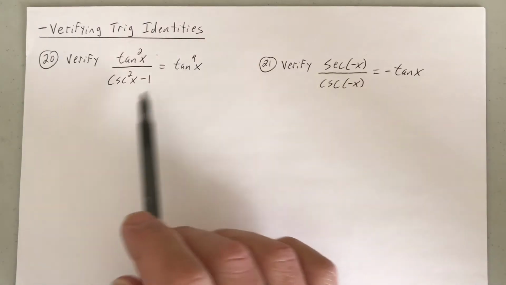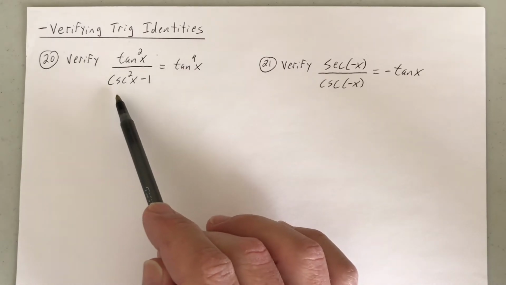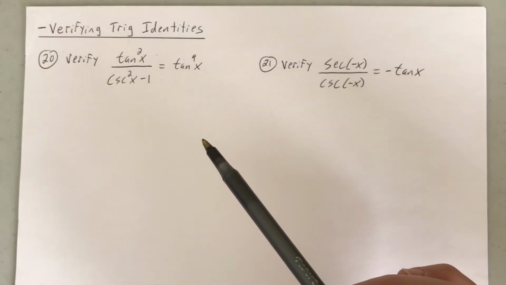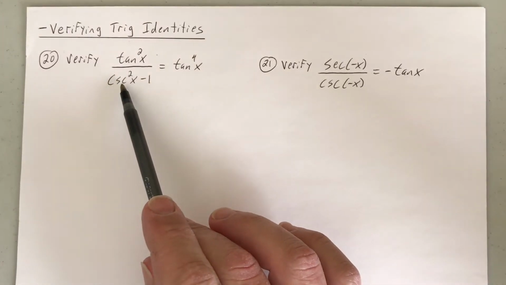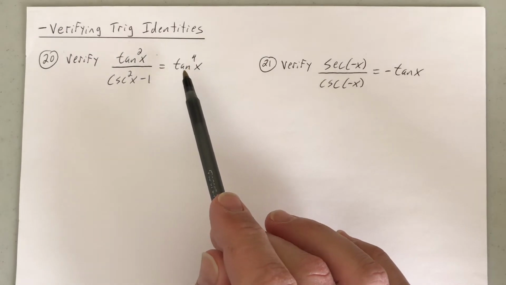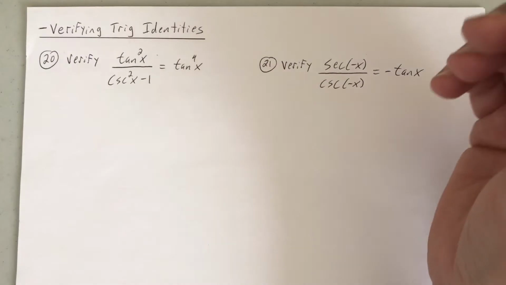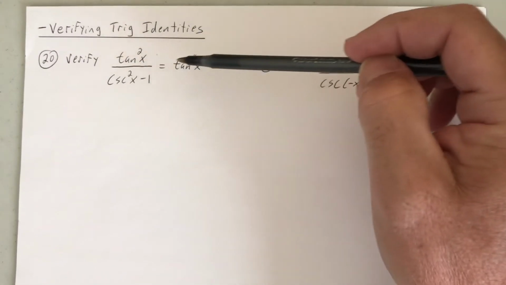You can see what we have here is some trig functions on the left side, and then a trig function on the right side. What you want to do is prove that this side is equal to this side. So you're going to manipulate one of the sides, and that's a key here. Don't work both sides of the equation. Manipulate one side of the equation to equal the other.